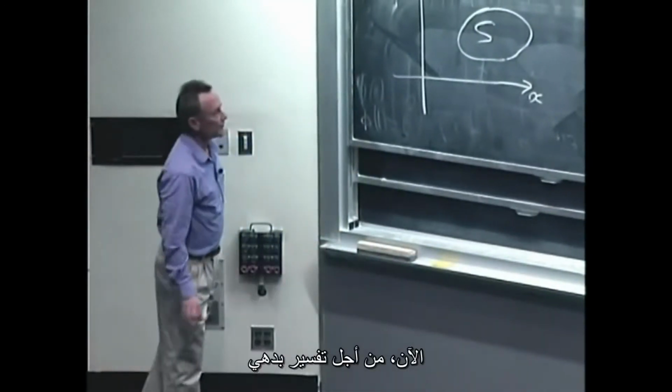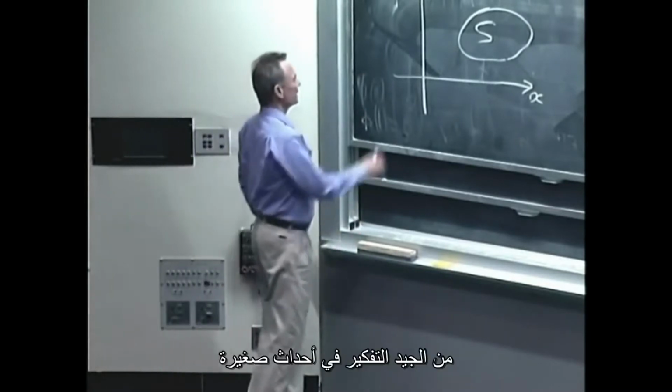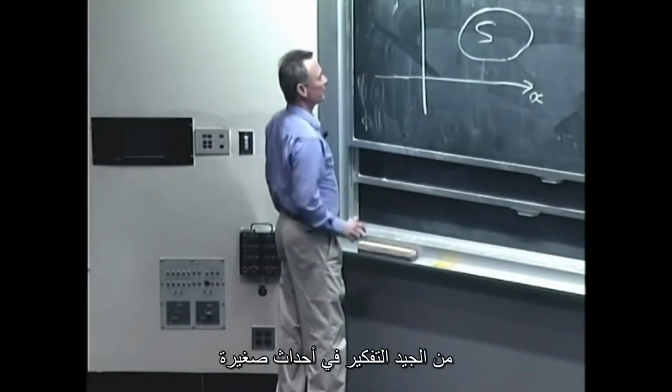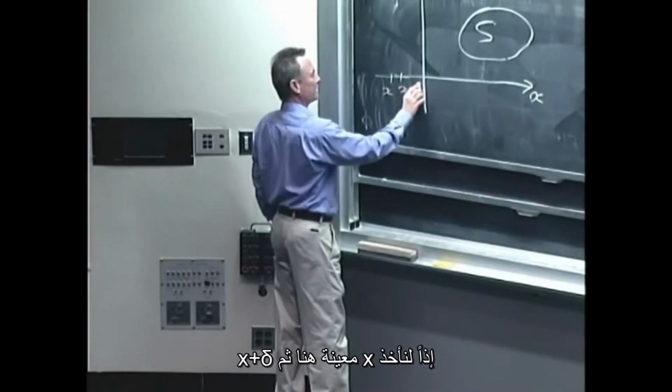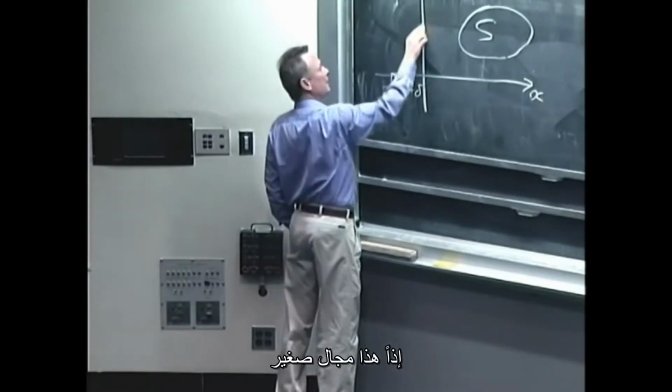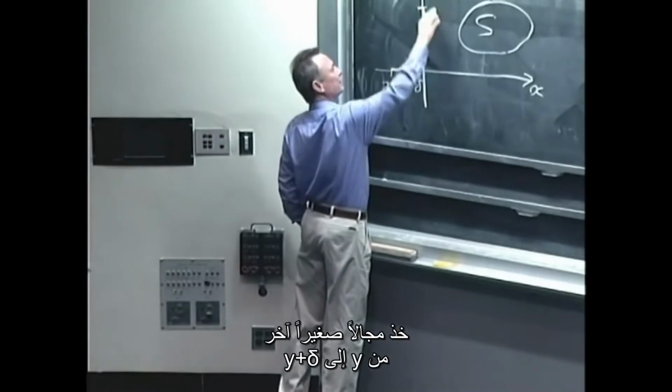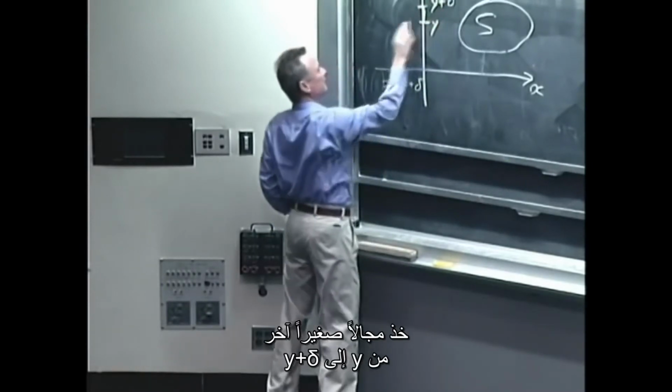Now, for an intuitive interpretation, it's again good to think about small events. So let's take a particular x here and an x plus delta. So this is a small interval. Take another small interval here that goes from y to y plus delta.